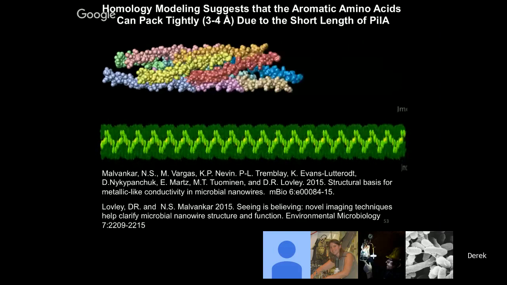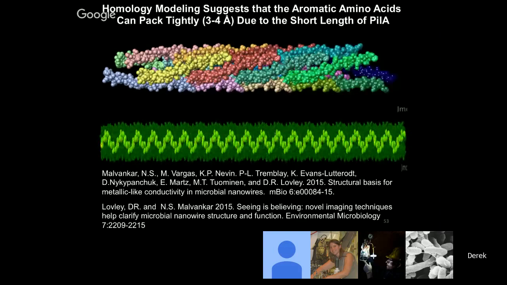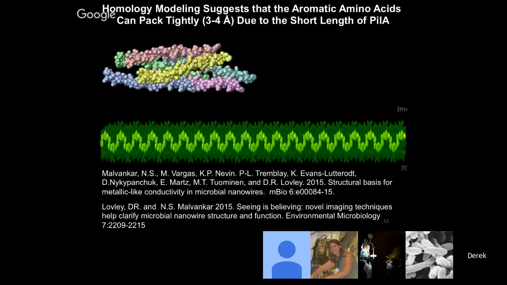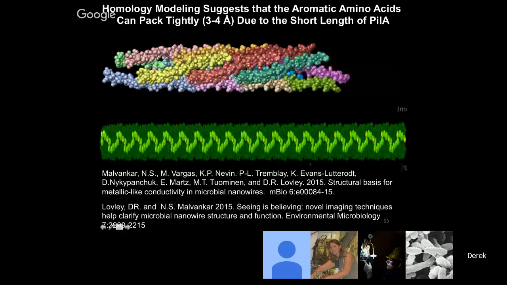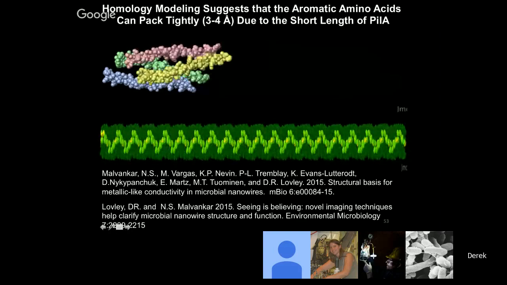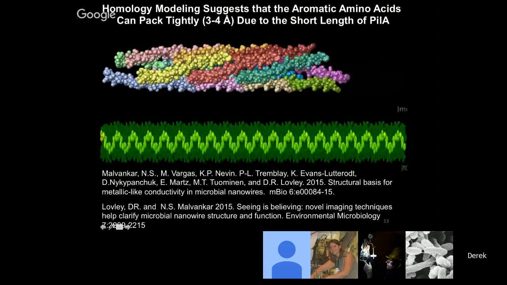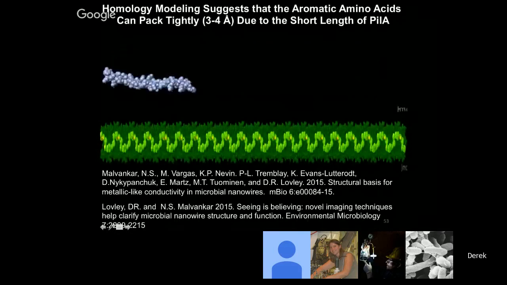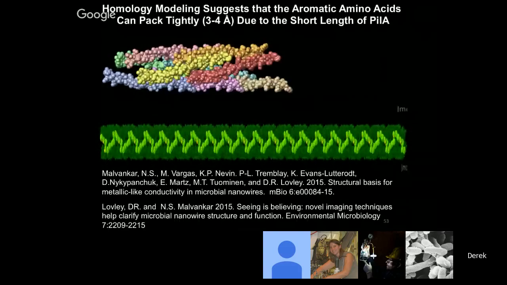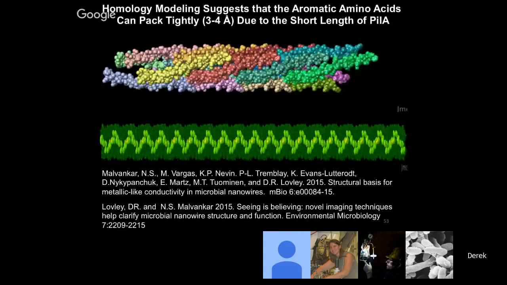I'm showing the results here of how it's thought that the pili monomer comes together to form the filament at the top, and then at the bottom, shown in yellow, is the distribution of the aromatic amino acids, showing a clear, at least model, theoretical route for electron transport through the pili.